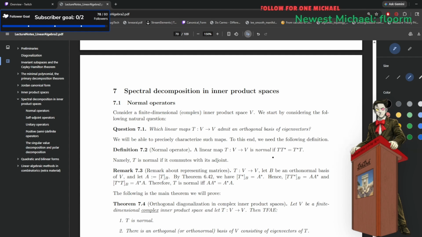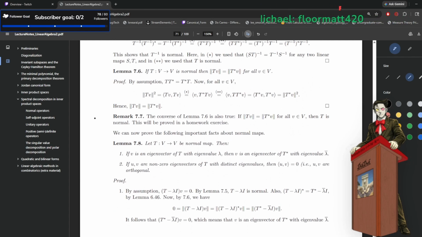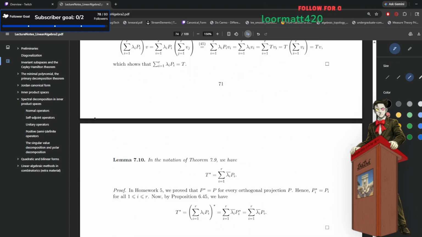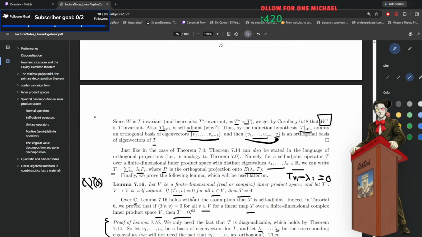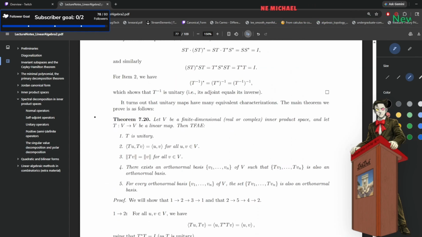Yep. Okay, yeah. So it is T star T equal to T T star. Okay, perfect. That is a normal operator. Let us continue along down.